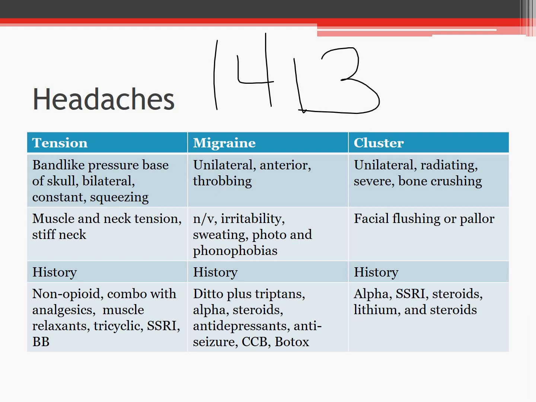The last type of headache that we're going to talk about is cluster headaches. Cluster headaches often are unilateral or one-sided, radiating, and often involve facial bone pain. And on that particular side of the face, there's facial flushing and pallor. These patients will take a combination of drugs: alpha drugs, SSRIs, steroids, or even lithium. Cluster headaches, of the three, are not as common.